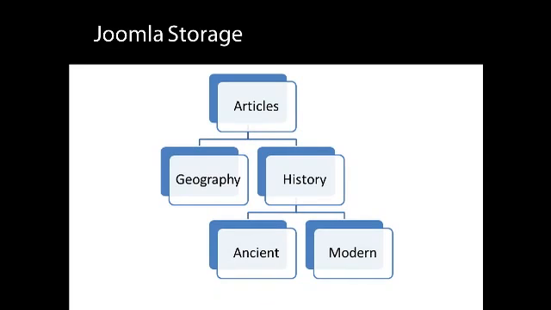When planning your site, it's helpful to create a site map, and in this example we'll create a simple 3-tier hierarchy. There'll be a category called Articles. Inside that are two more categories called Geography and History. Inside the History category are two more categories, Ancient and Modern. Articles can be stored in any of these categories, but that's explained in the next lesson.